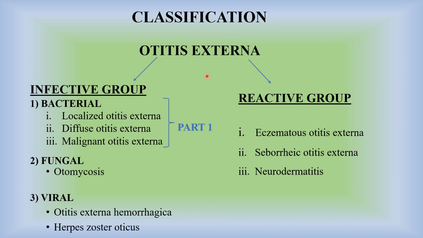So it is classified into two main groups, infective and the reactive. The infective one has three types of infections: bacterial, viral and fungal. And the reactive one includes these three, which will be discussed later.